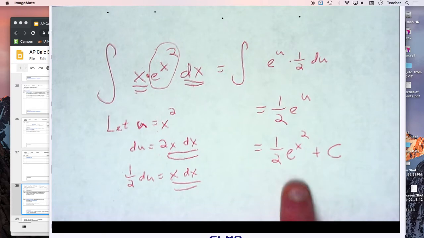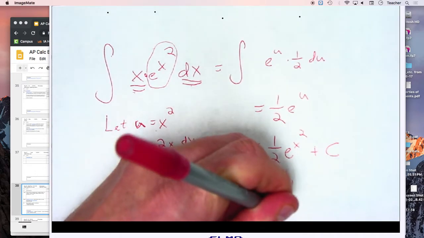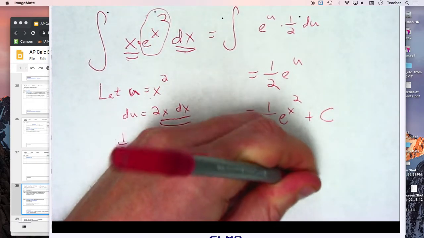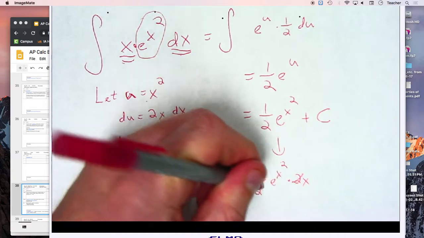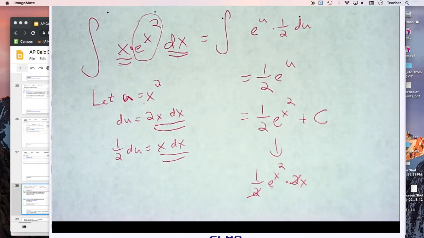Again, take the derivative of this. How are you going to take the derivative of this to check? The 1/2 sits there. e to a power is its own derivative. Multiply by the derivative of the inside, 2x. Sure enough, the 2's cancel, and I'm right back where I want it to be. So I know I'm right.